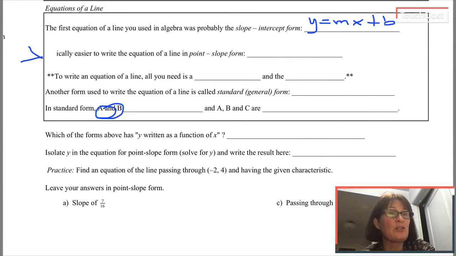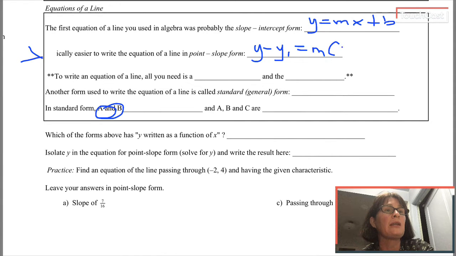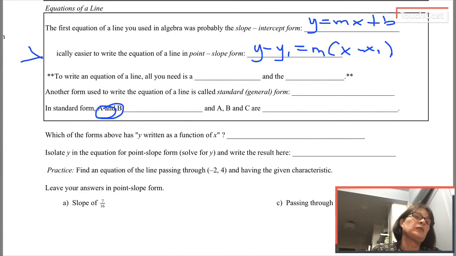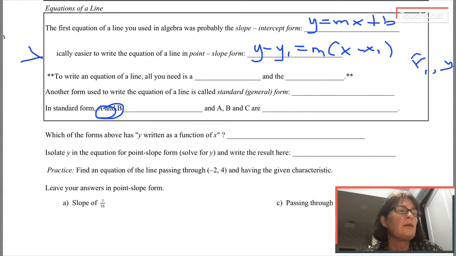We said in calculus, you might find that we're going to use this much more frequently: y minus y1 equals m times the quantity x minus x1. That's point-slope form for the equation of a line. And in that case, the slope is still m. And the point that we use is the one point that we happen to know for sure is on our line, x1 comma y1.